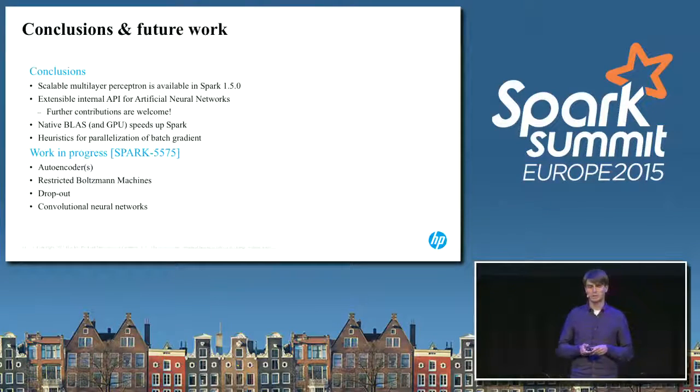We also have some work in progress related to deep learning developed by different people from the community. In particular, it is autoencoder, restricted Boltzmann machines, dropout, and convolutional neural network. And you can trace the progress of those features in the umbrella feature in Jira. Future work is related to stochastic gradient descent and parameter server, which probably can speed up the computations.